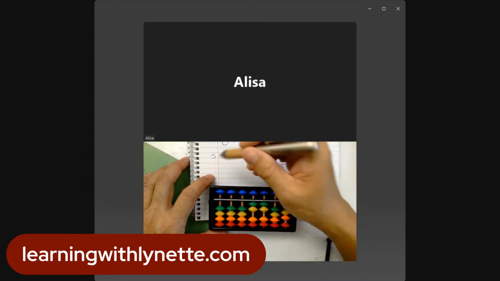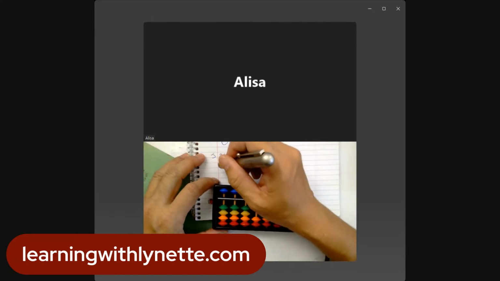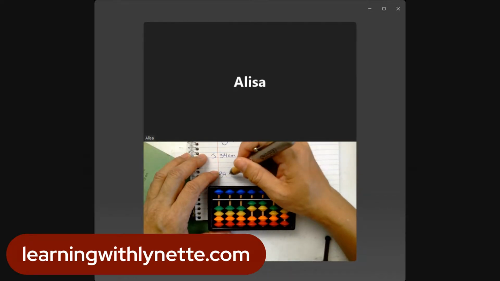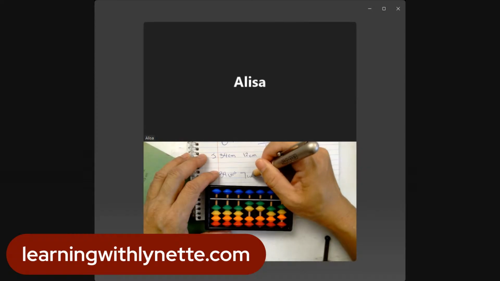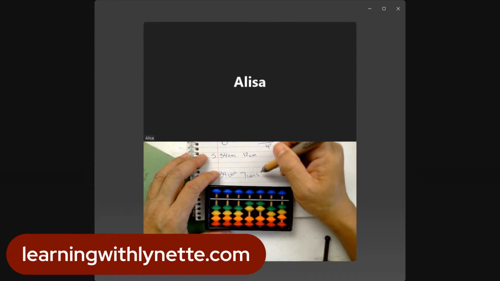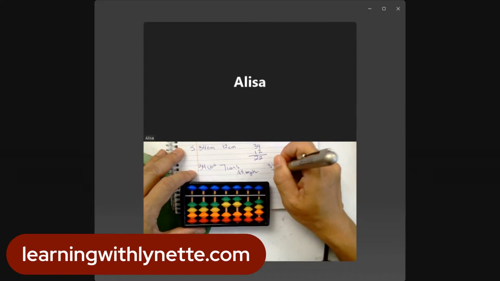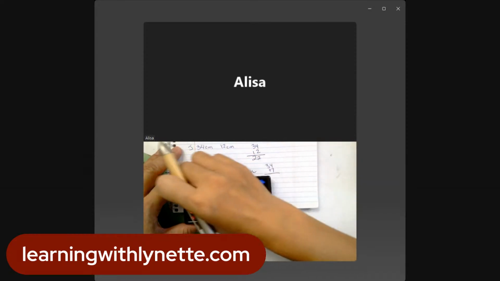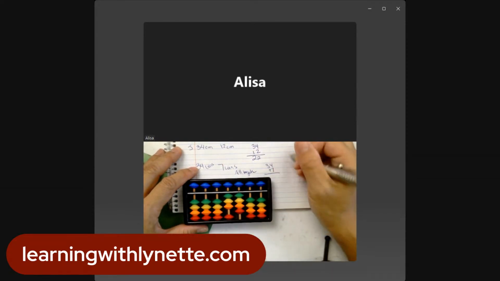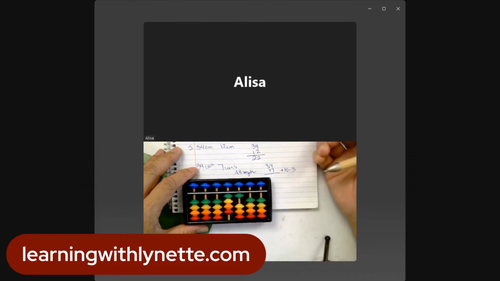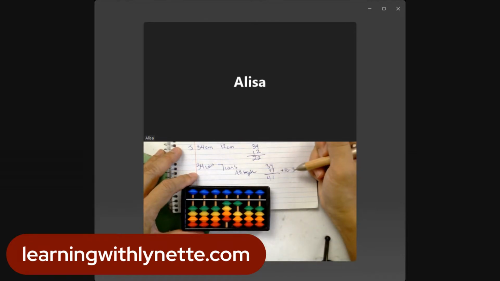34 golden coins are in one sock, and 7 coins in another. How many altogether? Altogether, right? So it's 34 plus 7. What's plus 7? Plus the 10, yeah, plus the 10 minus the 3. My answer is 41, right?